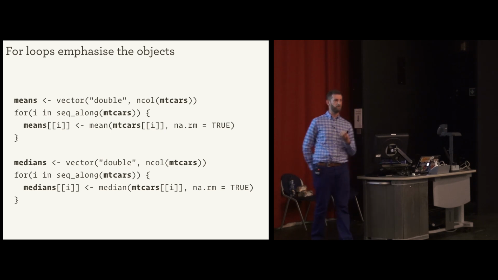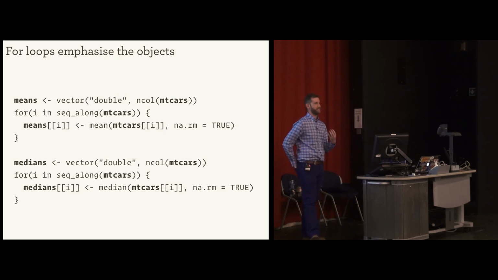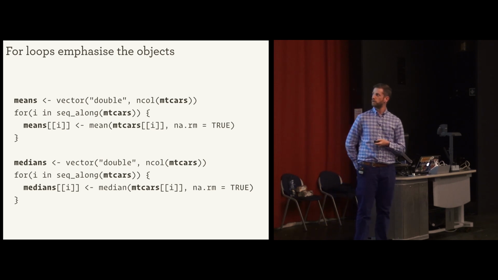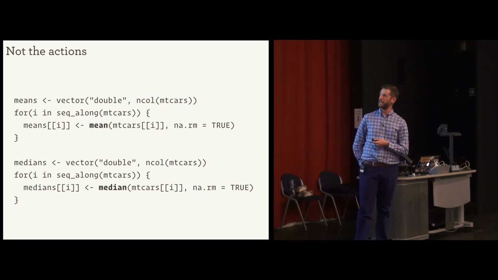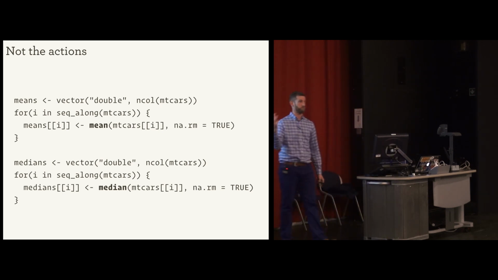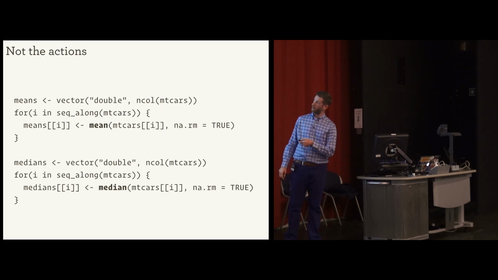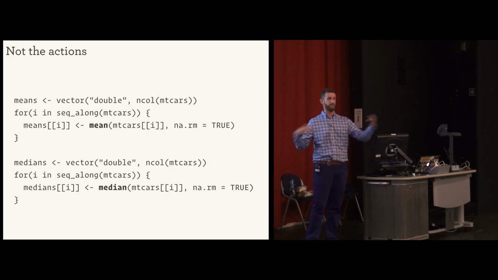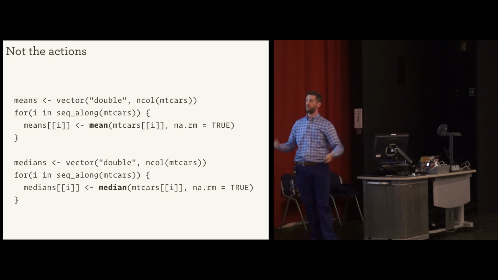So the problem with for loops is that they tend to emphasize the objects that you're working with, whereas what's actually important is the action, right? This is the critical difference between these two for loops. But it's hard to see it because it's like 5% of the total characters I typed that is actually different. So it's hard to see what's different if there are a lot of things that stay the same.